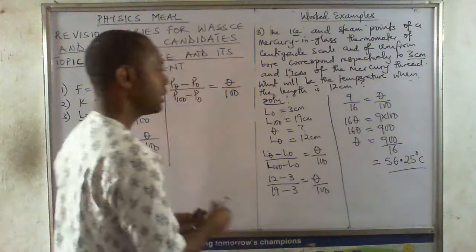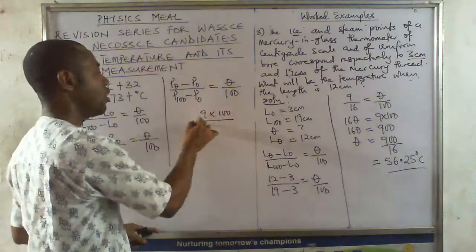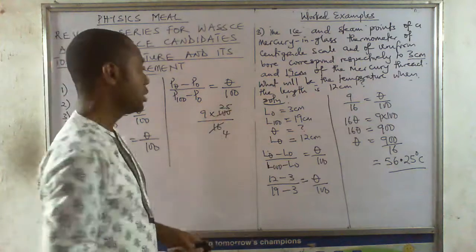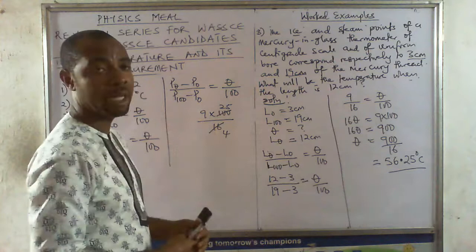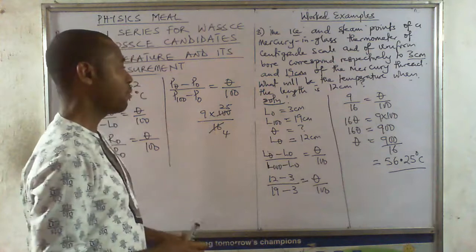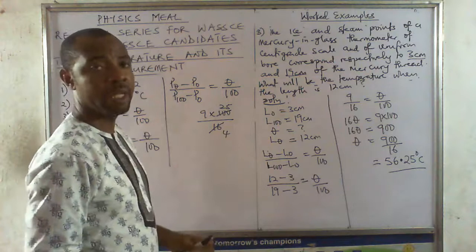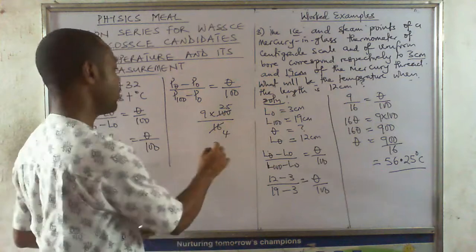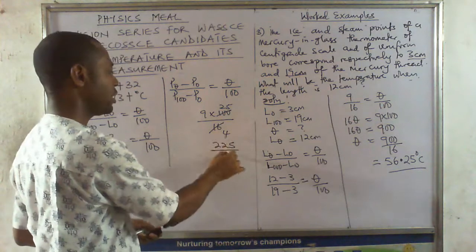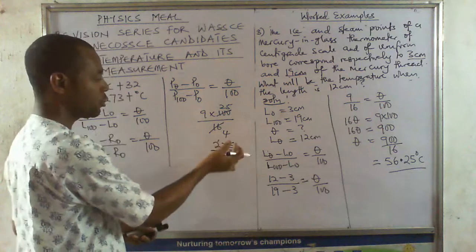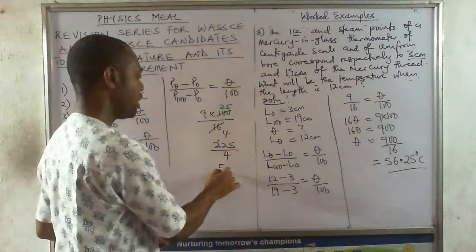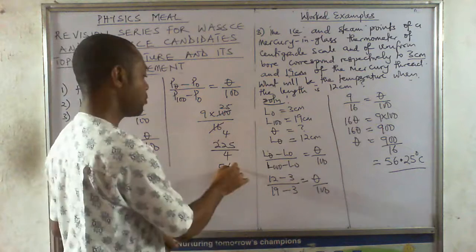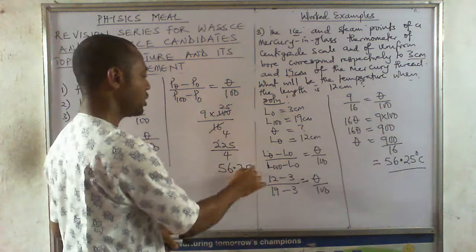If someone had decided to just do 9 times 100 all upon 16, we still have 4 here as 25. That's what we are going to have. And when 9 multiplies 25, 9 times 20 is 180, and 9 times 5 is 45. When you add it there, you have 225, which 4 can divide. 4 into 22 is 5 remaining 2, into 25 gives 6 remaining 1. Put a point, into 10 is 2, into 20 is 5.